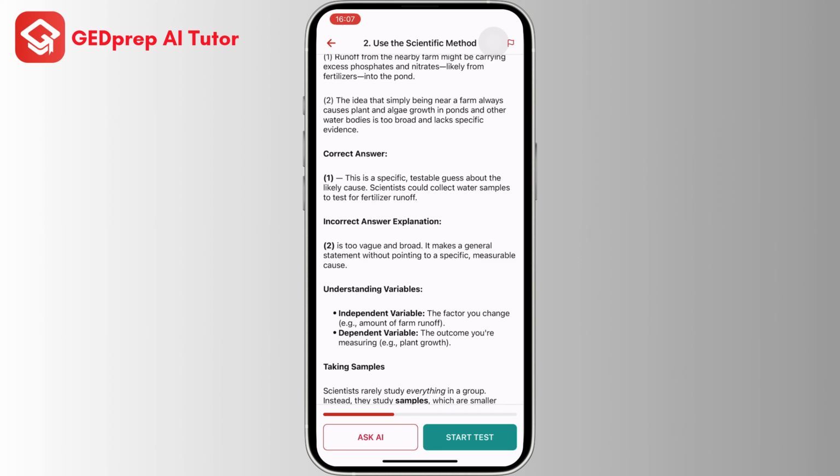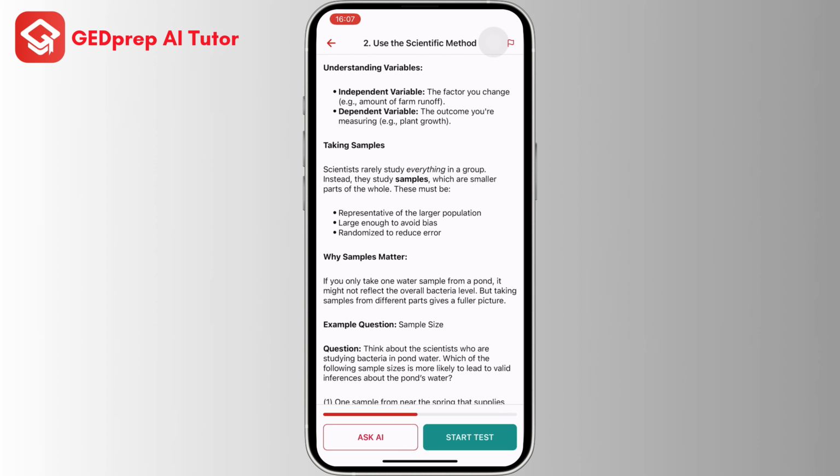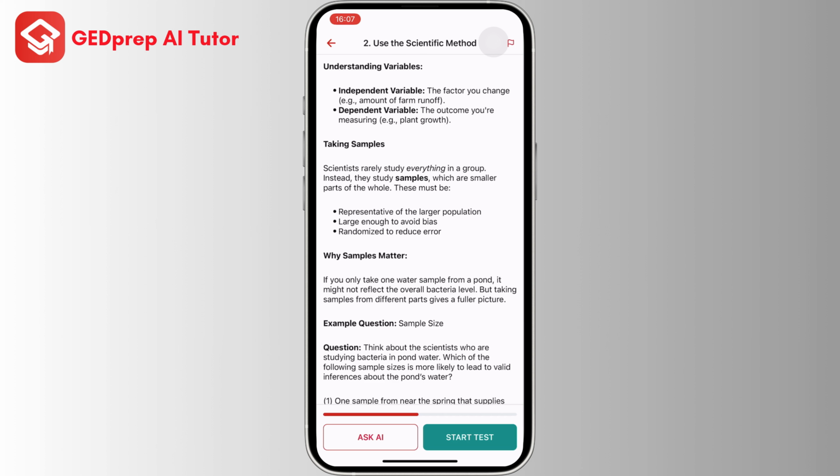Understanding variables. In every experiment, it's important to know the role of variables. Independent variable. The factor the scientist changes, e.g., the amount of farm runoff. Dependent variable. The factor measured as an outcome, e.g., plant or algae growth.